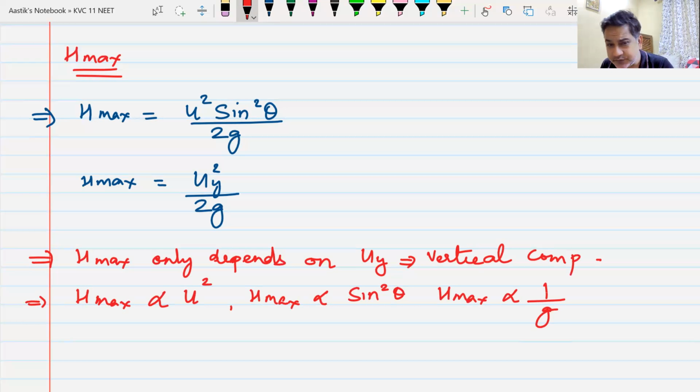If I keep the vertical component of velocity same, uy same, two things will remain same. What are those two things that will remain same? Can I have the answer?